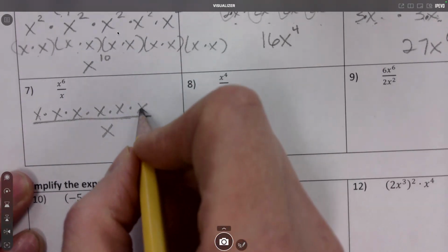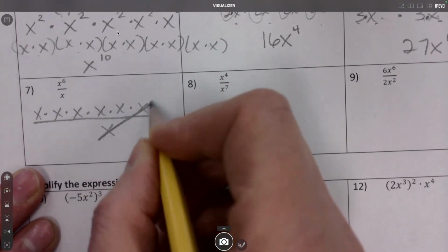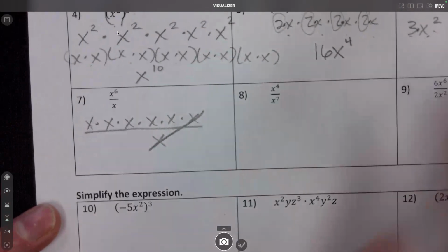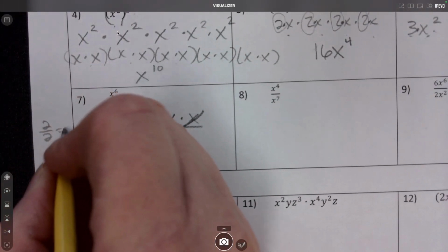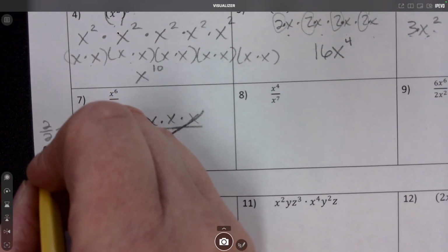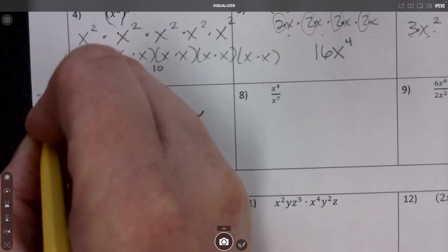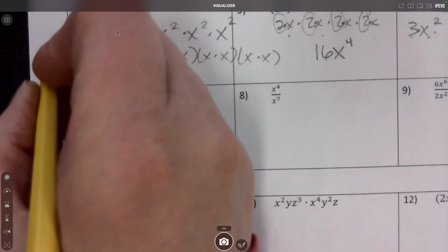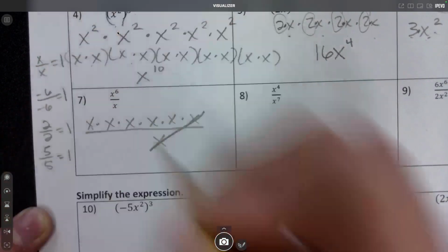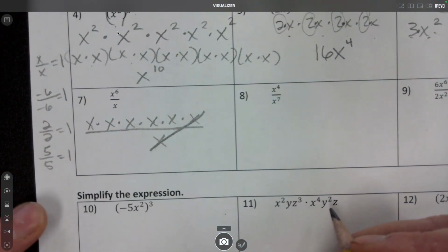And then if I am multiplying by an x and dividing by an x, that's just going to make a 1. So anytime I have like a 2 over 2, that divides out to make 1. 5 over 5 equals 1. Negative 6 divided by negative 6 equals 1. And x divided by x equals 1. So same thing on the top and bottom, we get a 1.